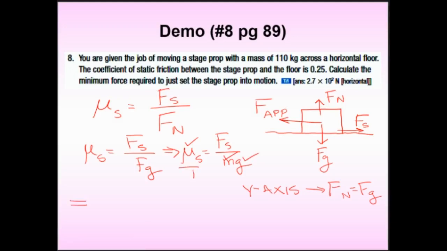So that means Fs equals mu_s, which is 0.25, times the mass of the object, which is 110, times 9.8. Who's got this? Come on. Should be 250 something or 260. Exactly. Or, according to their answer, 270.